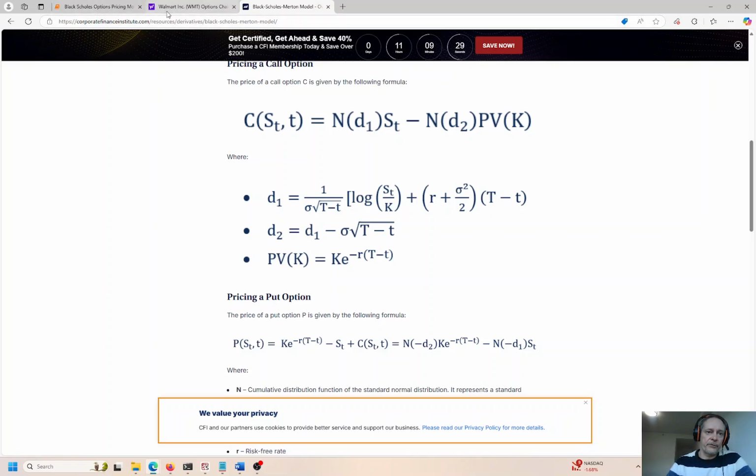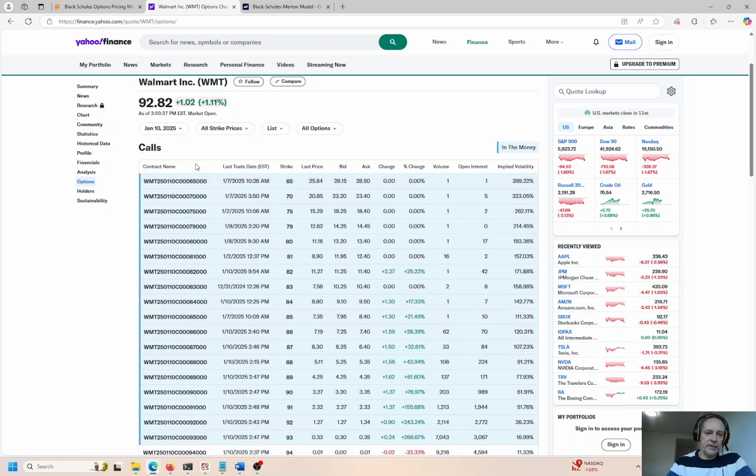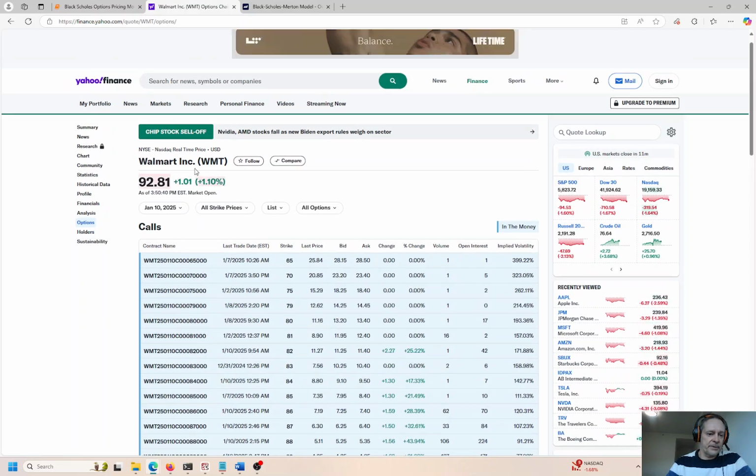So let's go over here. Let's look at Walmart. I just picked Walmart for no particular reason. So here you have a list of all the calls in the left-hand column and the contract name. Each one has a slightly different ID number, last trade date, and strike price. That's where the option comes into the money or goes out of the money. If you're in the money, you're actually making profit. If you're out of the money, then you're not making a profit, okay?